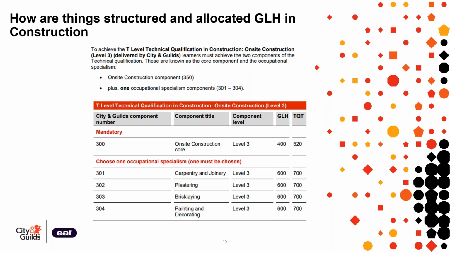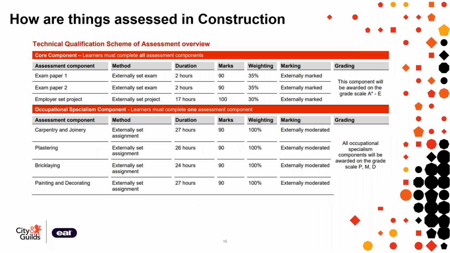Next one, please. With regards to construction, the core component has 2 exam papers, as we mentioned. They're externally set and externally marked, around 2 hours long, 90 marks, and each has a weighting of 35%. Then there's the employer set project, developed with employers, completed over 17 hours in total, with a weighting of 30%. All of these components will be given a combined grade of A star to E. So there's a bit of differentiation between the grading of the core component and the occupational specialisms, as we'll see now.